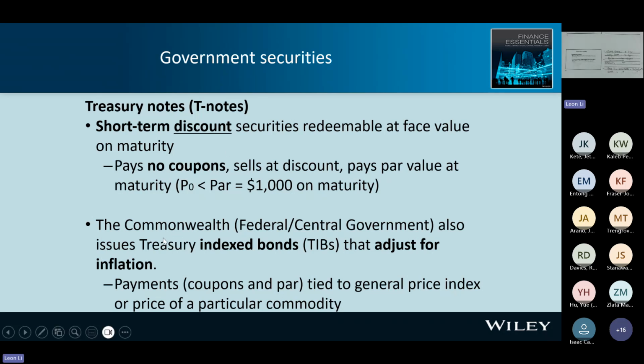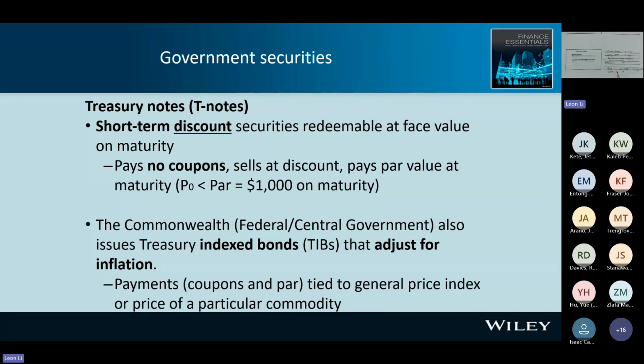The second government bond on the slide is the index bond. The central government also issued the index bond that adjusts for inflation. Let me show you. That means the payment of coupon or the par payment will be tied to the general price index. So the idea is here.